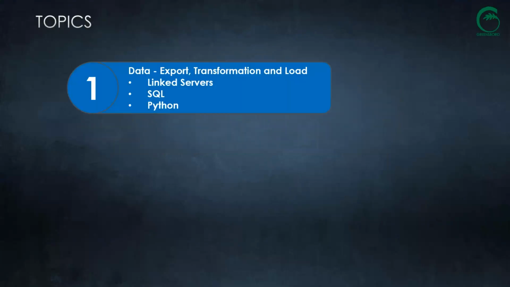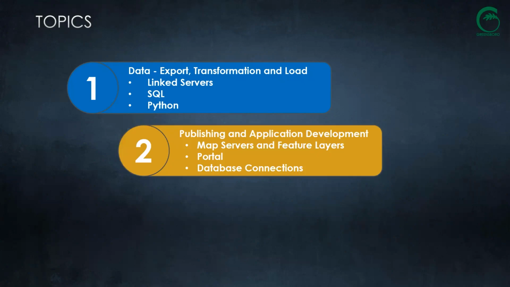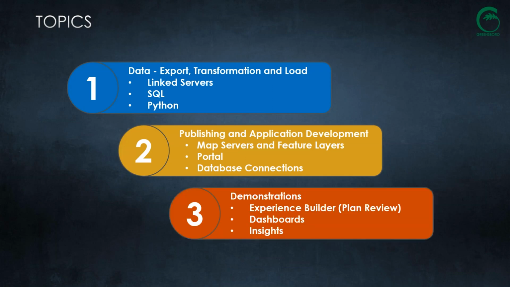Abstract. So the first portion I'm going to go through is talking about the data, where we get it from, kind of the processes that it has to go through in order to get to our SDE and ultimately to our ArcGIS Online or Enterprise. And then we'll go through kind of publishing and some of the application development that we go through, some advanced formatting on the dashboards, some of the work we do with the experience builder and insights pages as well. And then we will get into the demonstrations.